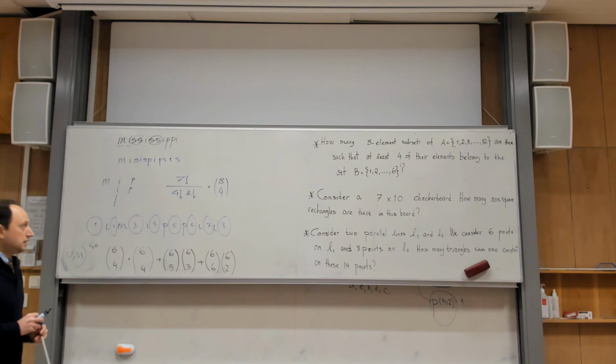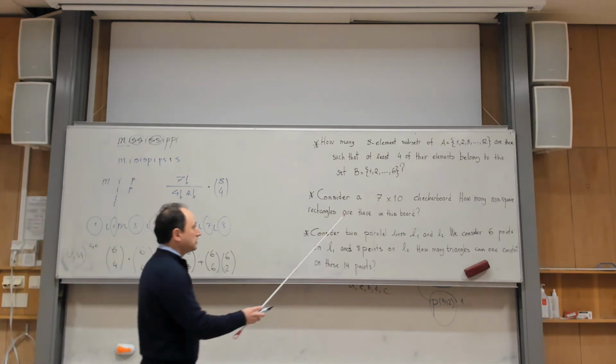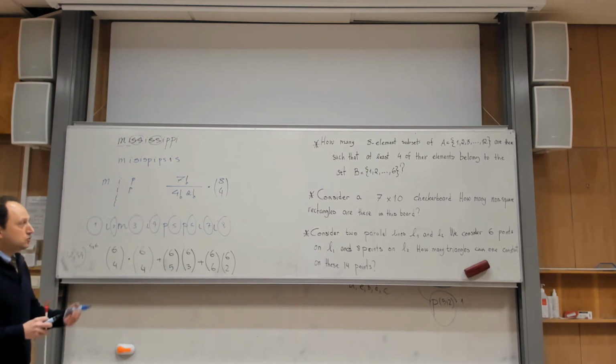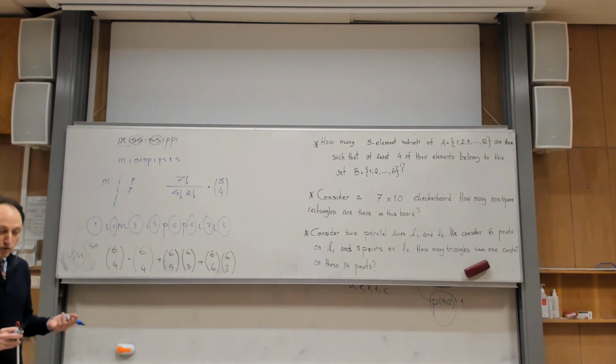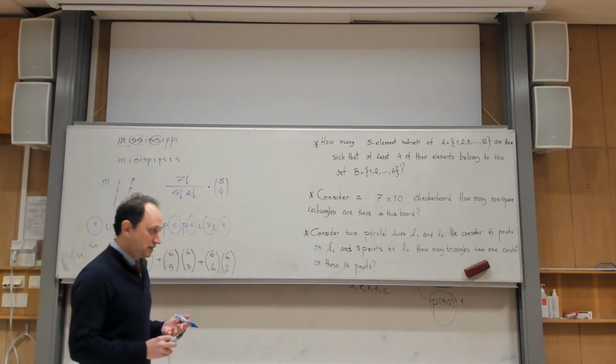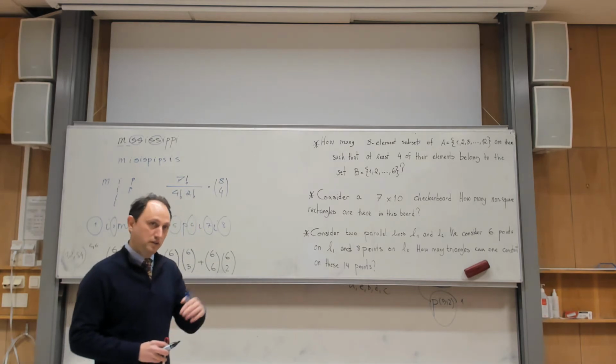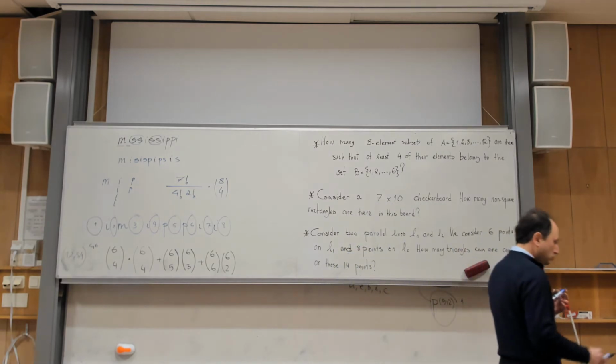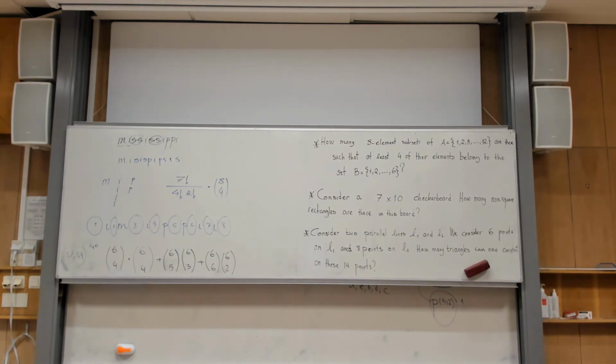Okay. Now, this is also a good question. Consider a 7 by 10 checkerboard. How many non-square rectangles are there in this board? Because you know that squares are also a special case of rectangles, yes? But not the other way around. A square is a rectangle, but a rectangle is not necessarily a square. So you want to count the number of rectangles that are not squares.